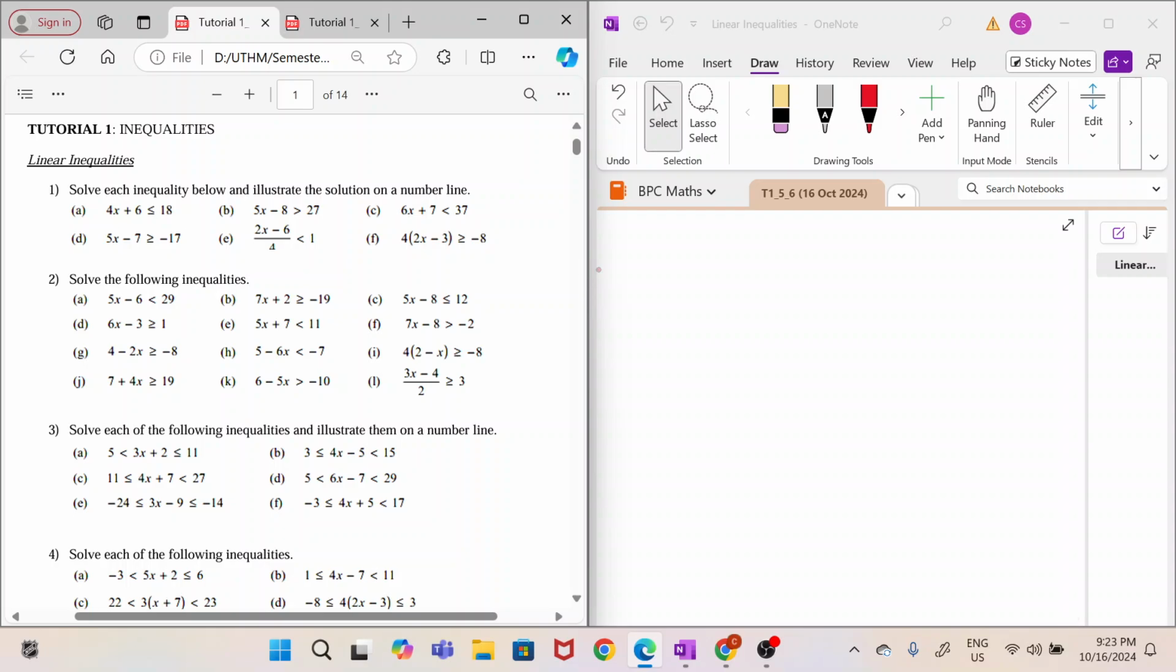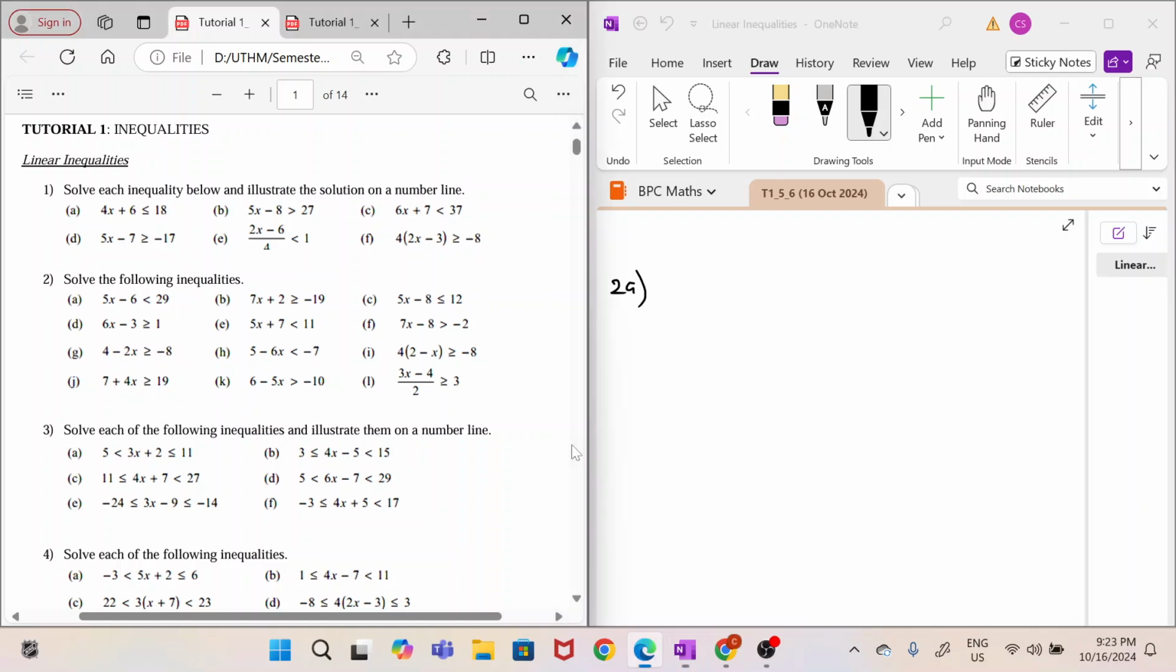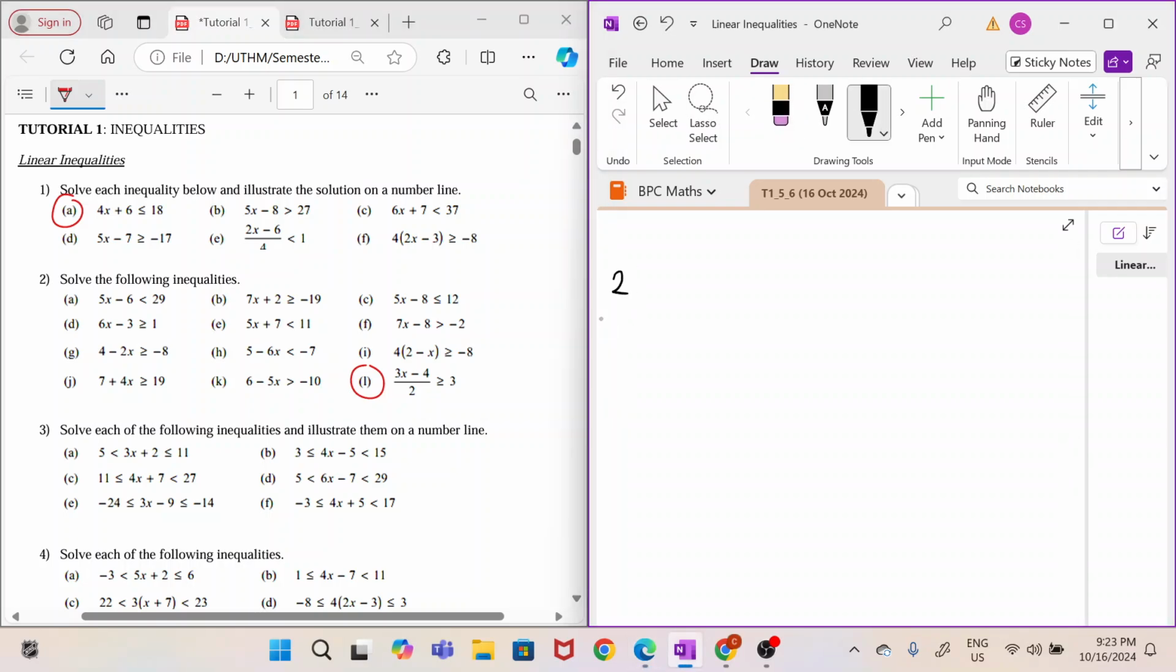Now I'm going to go for number 2 here. Here number 2 I will do one. Okay, maybe I will do L. Just now I did this one. Three x minus 4 over 2. This is a positive number. Just simply can multiply here. Number you can multiply. Make sure this is positive.